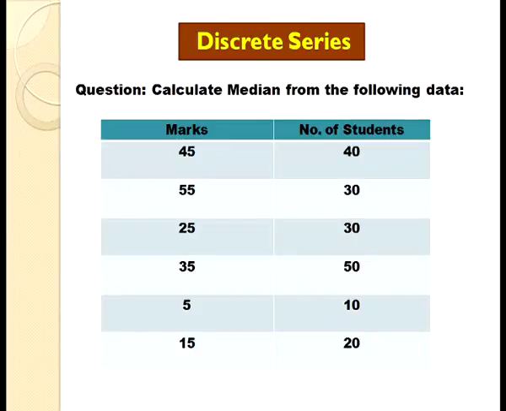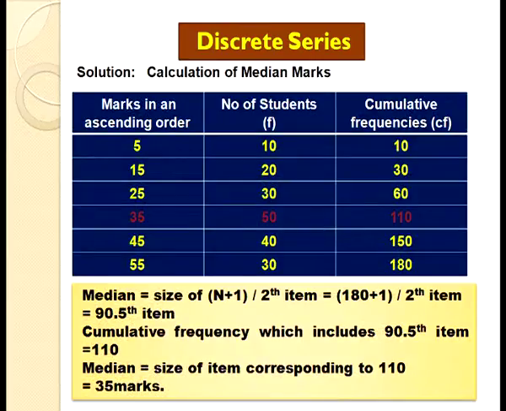So, let us see whether we have learned it or not. The question is: calculate median from the following data. Marks 45, 55, 25, 35, 5 and 15. We can easily see the data is not arranged, so we need to arrange the data as the very first step. Let us see how we have done. Marks in ascending order. We have arranged the marks in ascending order and the respective frequencies have moved along. So, 5, 15, 25, 35, 45 and 55, the marks are there.